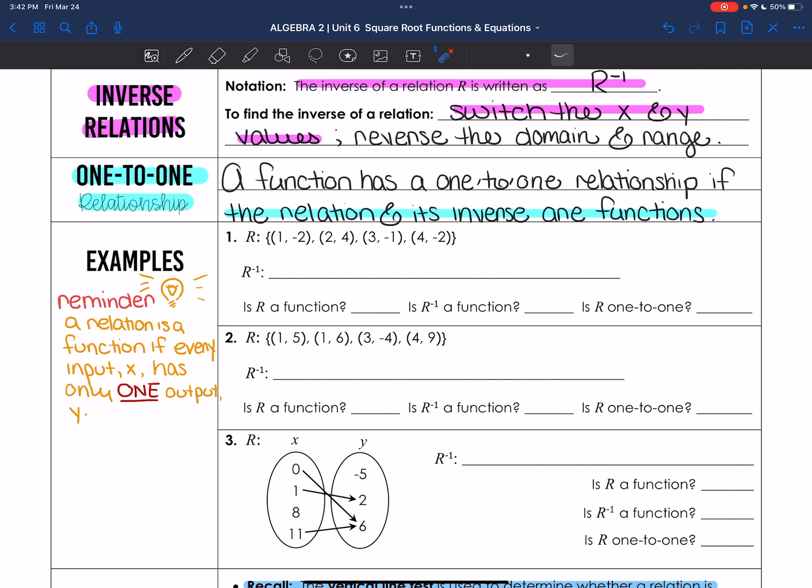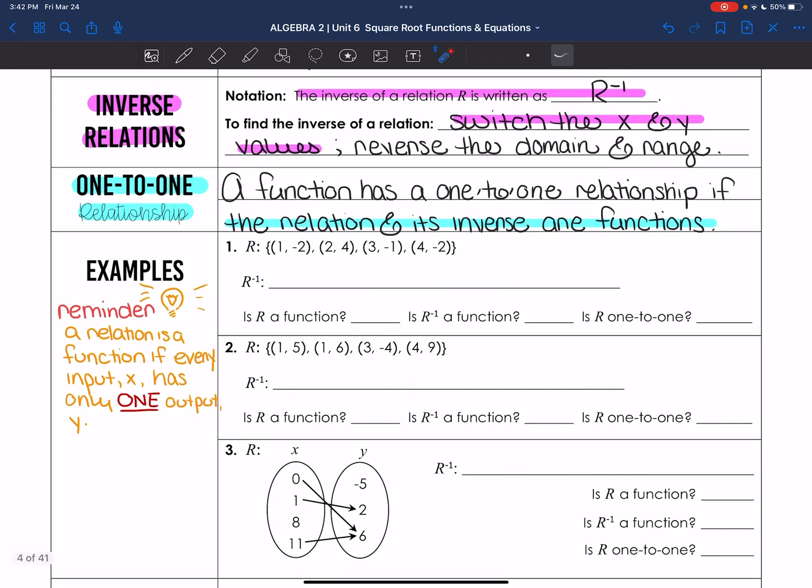What exactly is an inverse relation? The inverse of a relation is written as R with a little -1 power. If R is our relation, the inverse is R inverse. That's how we read this: R inverse.